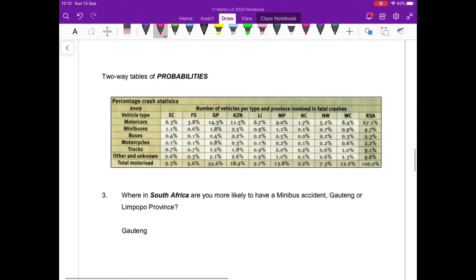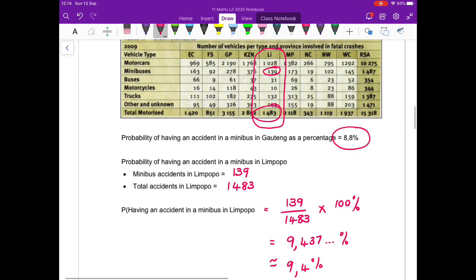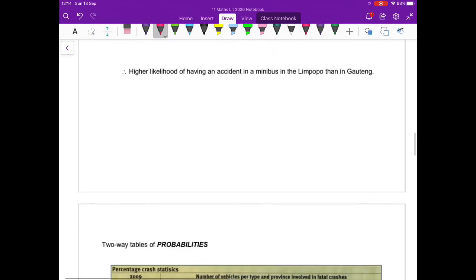Now we're going to have a look at the two-way table as a table of probabilities. Where in South Africa are you more likely to have a minibus accident? So what is happening now is we have taken each of these values from this table and we have taken our total value as 15,318, whereas what we looked at before, Gauteng compared to Gauteng, Limpopo compared to Limpopo.